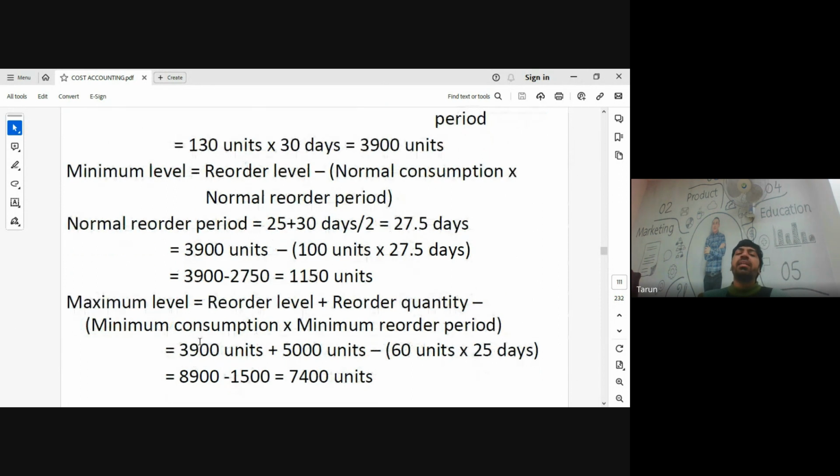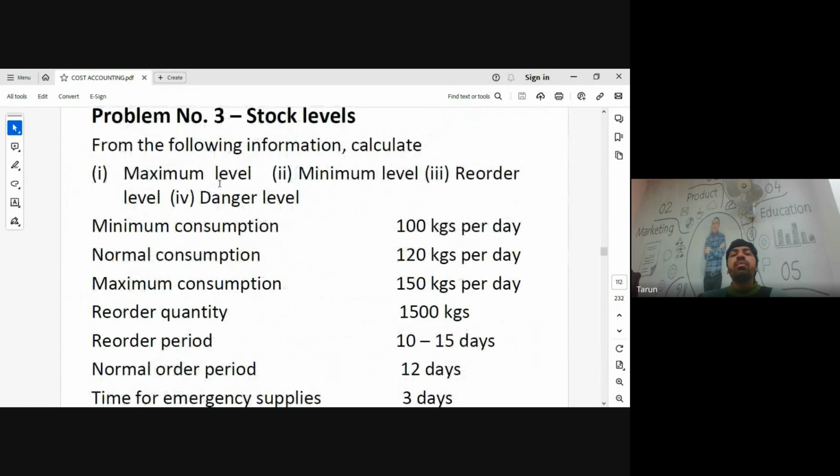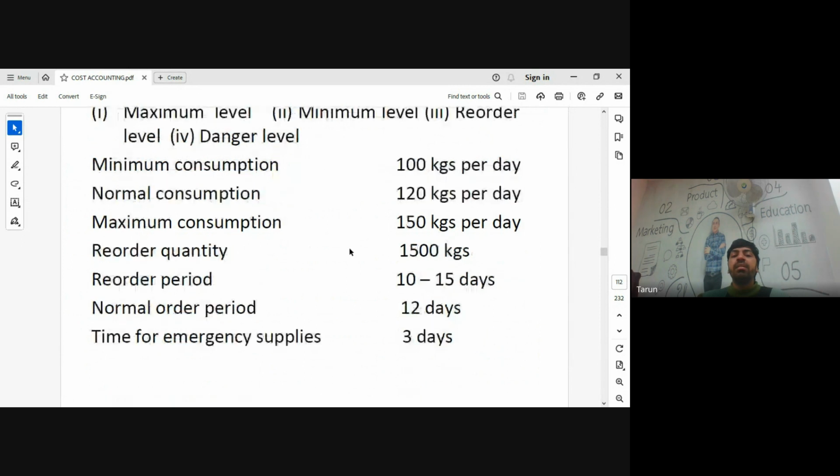Now this is the same, that is the maximum reorder period. So reorder quantity, minimum consumption and minimum reorder period are already given in the question, so you can use them accordingly. The next question is also the same, everything is same. The danger level is also given. So let's begin with the danger level.